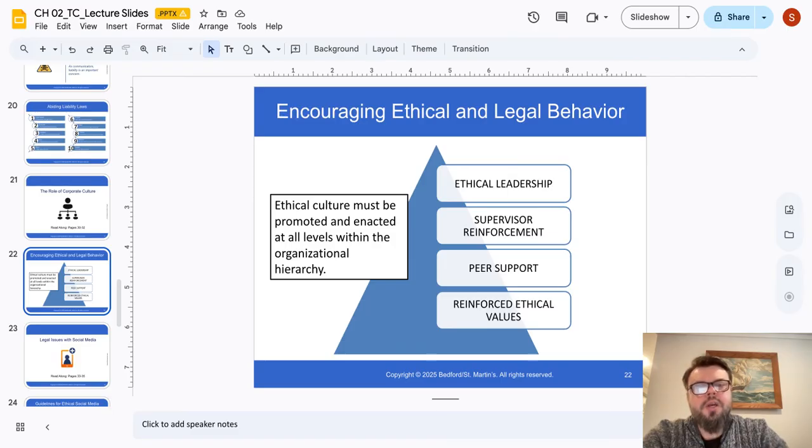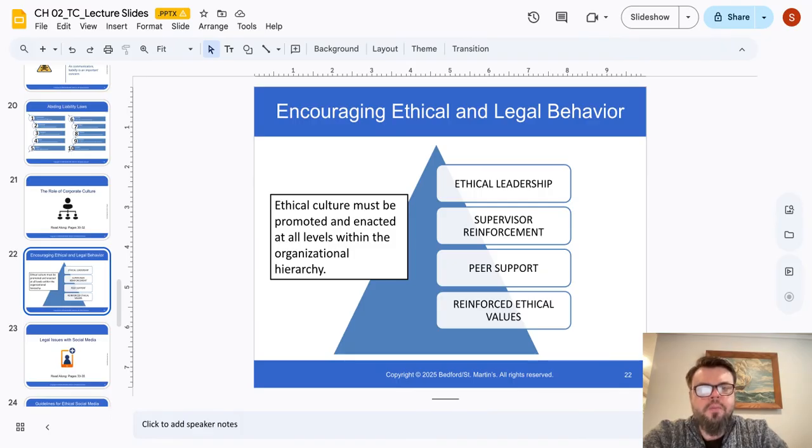Employees watch how supervisors respond to problems, mistakes, and ethical concerns. Next is peer support. Coworkers influence one another constantly, and ethical behavior is more likely when peers support doing the right thing rather than rewarding shortcuts.